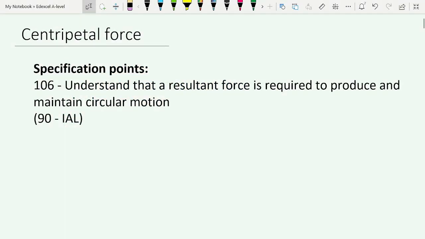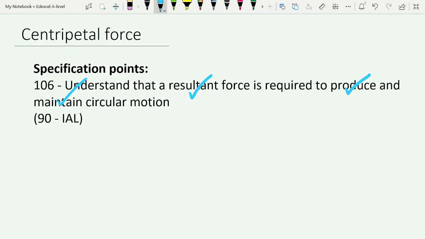Okay, so let's go back and look at our specification points that we had at the start. Understand that a resultant force is required to produce and maintain circular motion. We know what a resultant force is. It is a remainder force. In order to get an object to move in a circle, we have to have a resultant force. We've got to identify what force is moving towards the center of the circle. That will be the one that is providing the centripetal force. And to maintain, if at any point that force isn't provided anymore, if the chain on the roundabout breaks, then the object will no longer stay in the circle and will move off at a tangent.